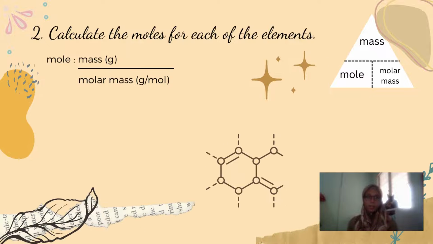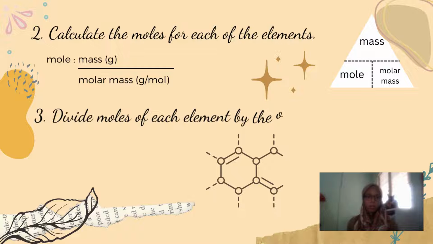The second step is to calculate the moles of each of the elements using the mole formula. And the third one, after we got the mole for each of the elements, we need to divide it with the smallest mole value that we got in step 2.